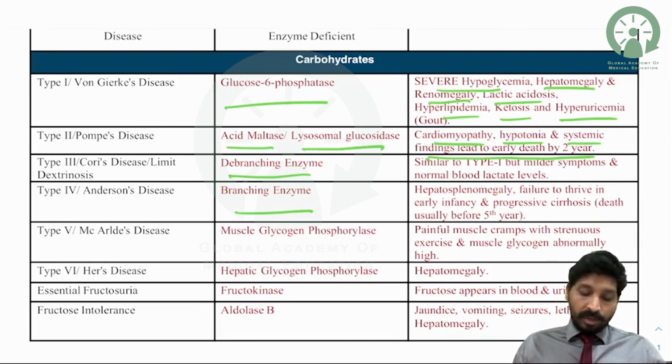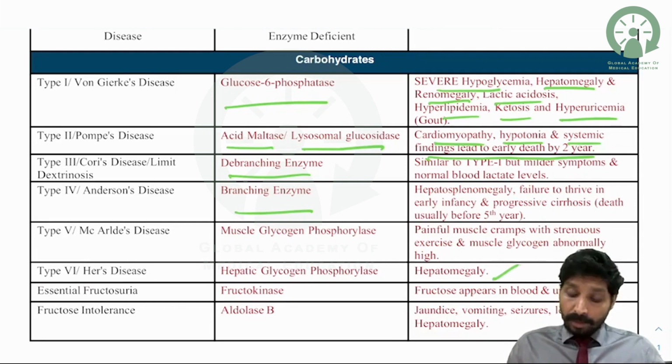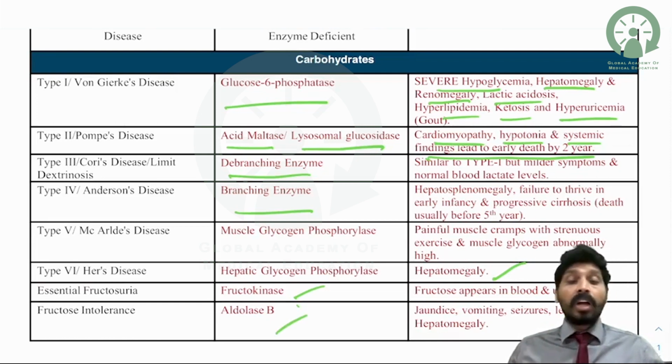Type 6, hepatic glycogen phosphorylase deficiency, you can see in Hers disease. Hepatomegaly is a prominent feature. Essential fructosuria is because of fructokinase deficiency. Fructose appears in blood and urine. Fructose intolerance is because of aldolase B.